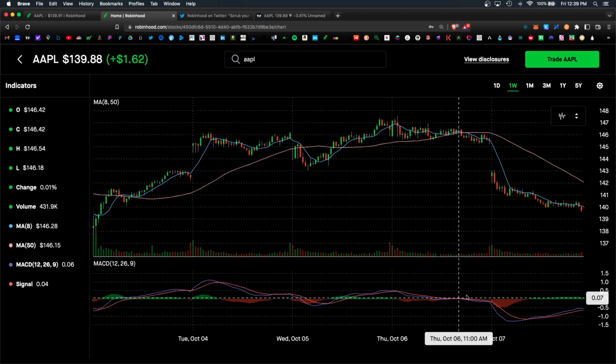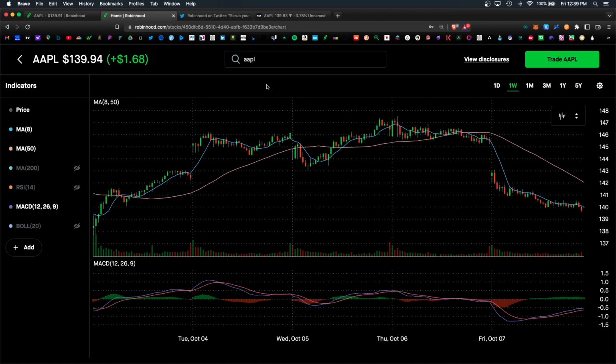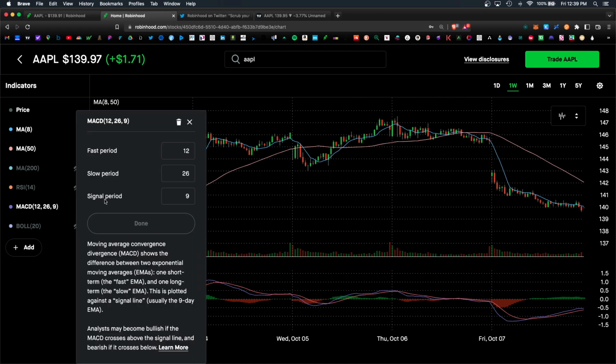So obviously, analyze the price action and you can make a prediction on where the stock is headed next with these tools. And the MACD, you're also able to tweak the specific time period you would like. So here the fast period is 12 days and the slow is 26.